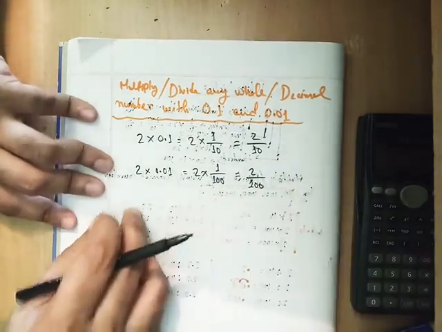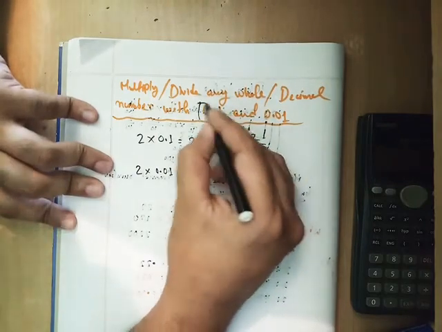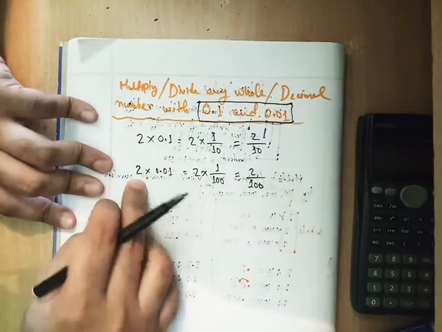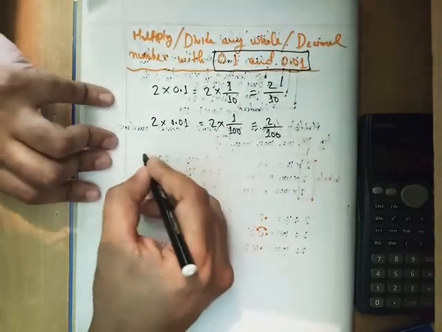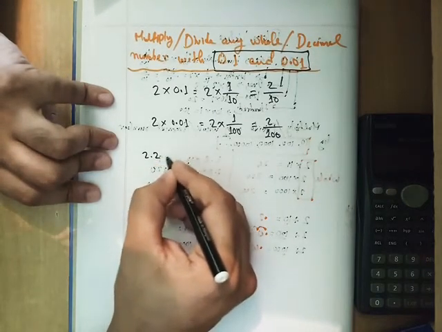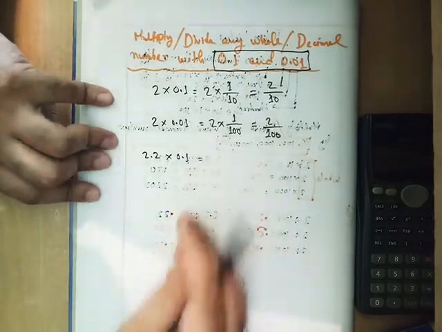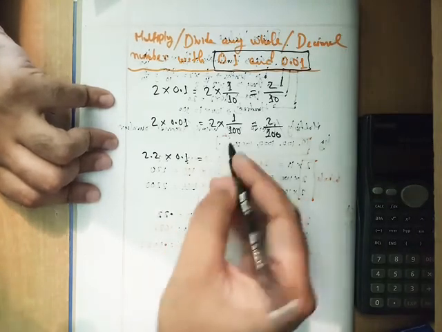So now I have multiplied 0.1 and 0.01 with a whole number. Now let's try it with a decimal number. 2.2, right? 2.2 into 0.1. So now how will we do it, right?